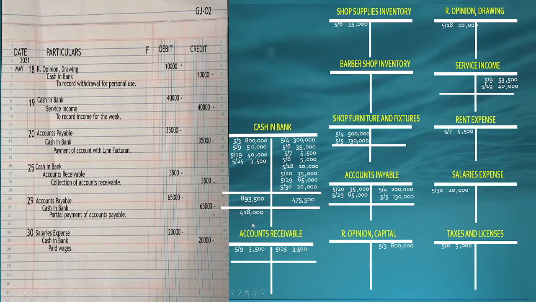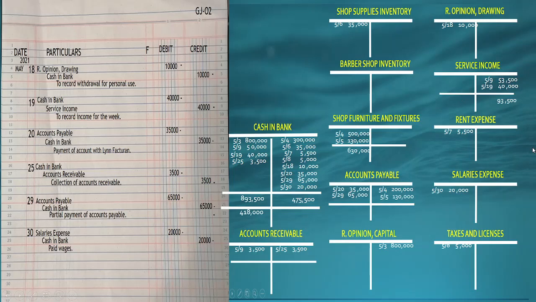We call this balance a debit balance. Let's continue. Here, 630. Therefore, to read this one, we have Shop Furniture and Fixtures debit balance of 630,000. Let's move on. For the service income, the total is 93,500. Therefore, the type of balance that we have is a credit balance of 93,500. Why? Because the total credit is greater than the total debit, and we have no amount in our debit here.